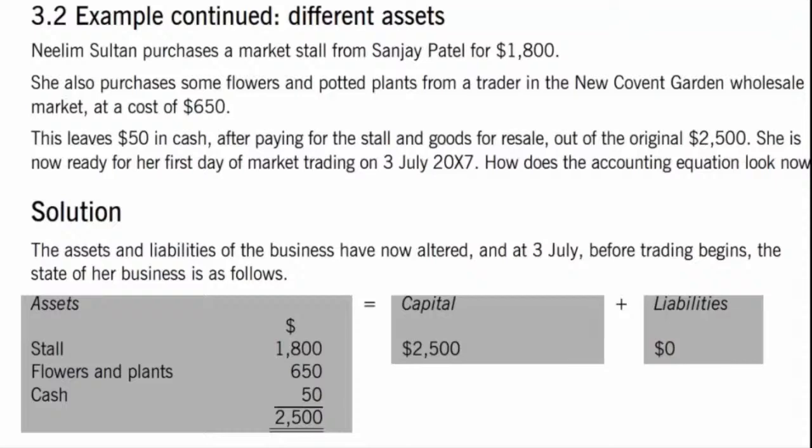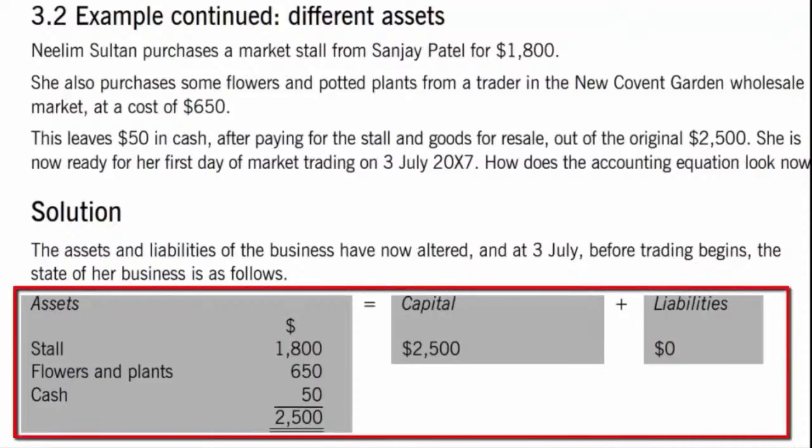Let's now update the accounting equation to reflect these purchases. Assets equals capital plus liabilities. Breaking it down, assets now include market stall, $1,800, flowers and plants, $650, cash, $50. Total assets, $2,500. Capital remains $2,500, as this is still the total amount Neelam invested. Liabilities remain $0 because she hasn't borrowed any money or taken out any loans. So the equation still balances. $2,500 equals $2,500 plus 0.